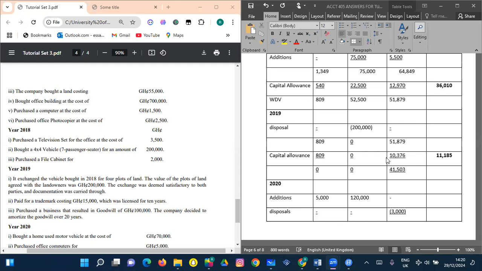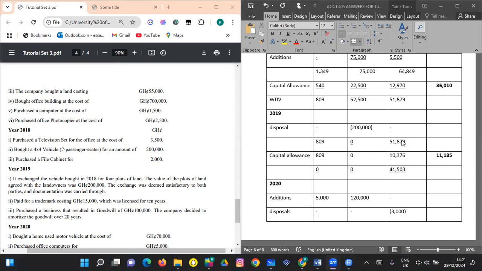All right. Then the building now, after subtracting this from the amount we had at the disposition of it and the written down value, we are getting nothing. So there will be nothing for capital allowance. That's why you're having 00 here.